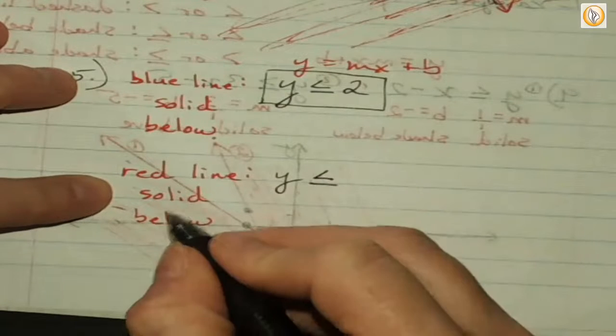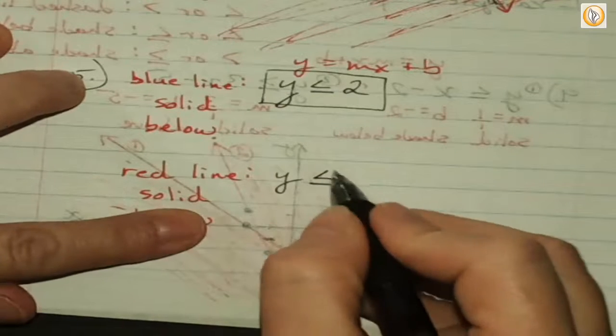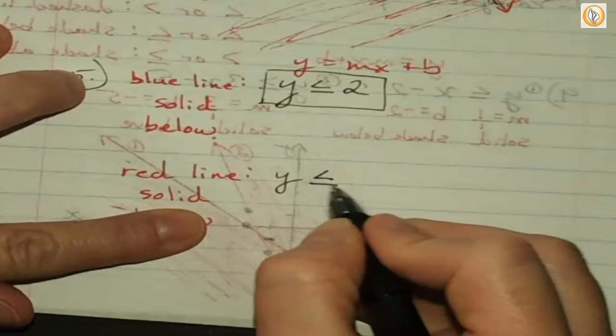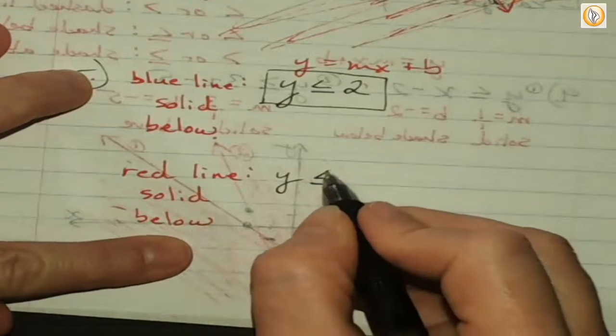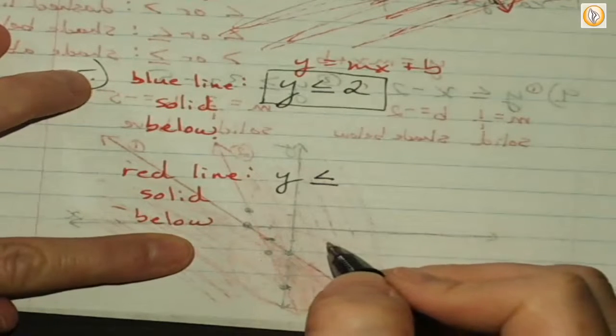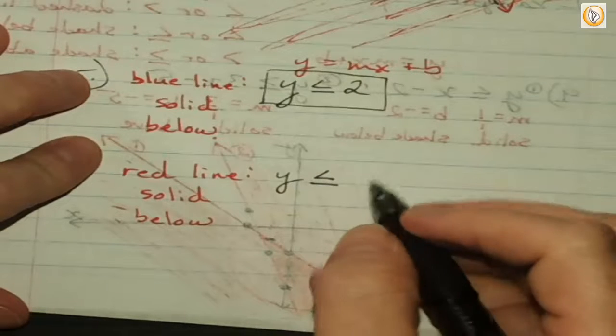The line. If it's solid, it's going to have the line underneath it. If it's shaded below, you know it's a less than. Y'all gotta know this.